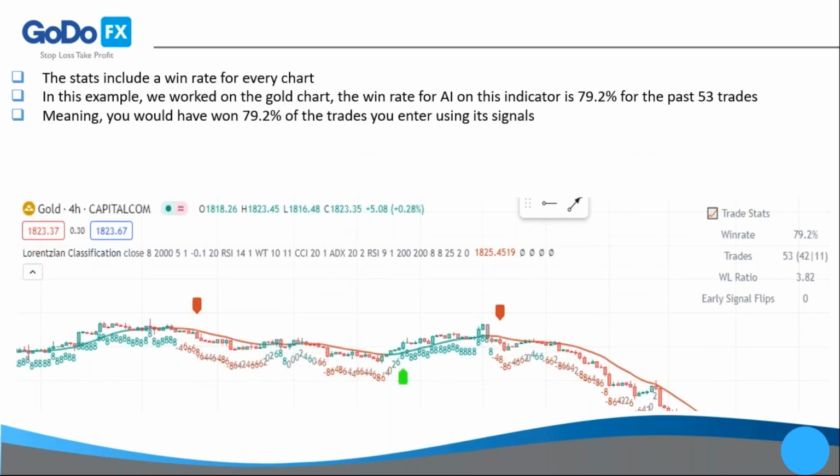So in the stats, you have the win rate. The win rate in this case, on the gold chart, we see it 79.2% for the past 53 trades, with 42 successful trades and 11 unfortunate ones. This means that you would have won 79.2% of the trades you enter using its signals.